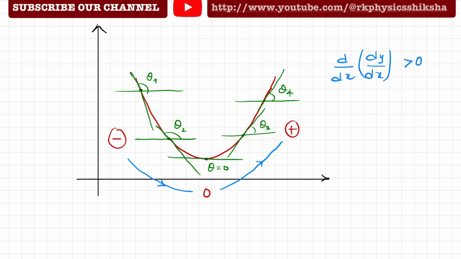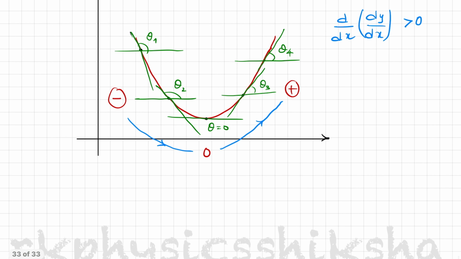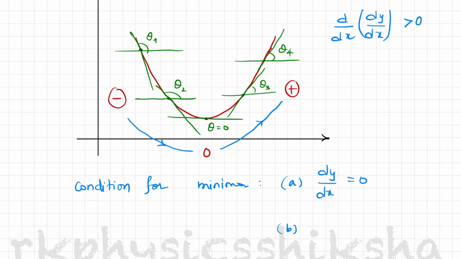So the condition for minima: obviously the first condition is that dy by dx should be 0, and to specify whether it is minima or maxima, we have to take the double derivative. That gives the minima condition: d square y by dx square should be greater than 0 for the point to be a minima point.